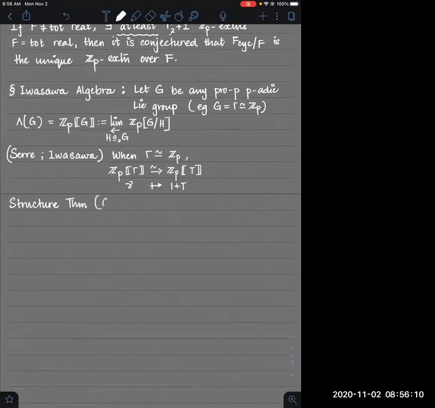So I'm going to again take G to be equal to gamma, which was isomorphic to Z_p. That's my setup. So the statement is as follows. Let M be a finitely generated Lambda Gamma module. Then M is pseudo-isomorphic, I'll explain to you in a second what is pseudo-isomorphism, it's pseudo-isomorphic to Lambda^r.